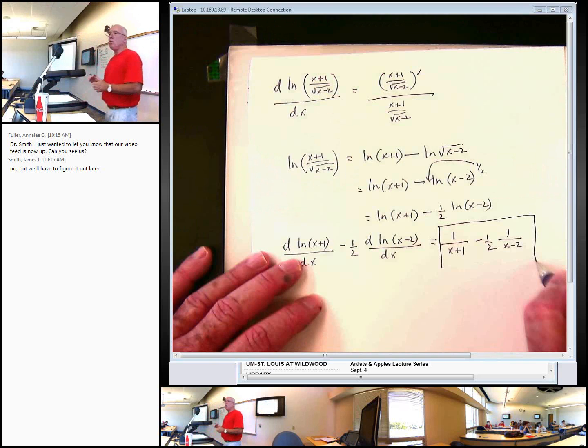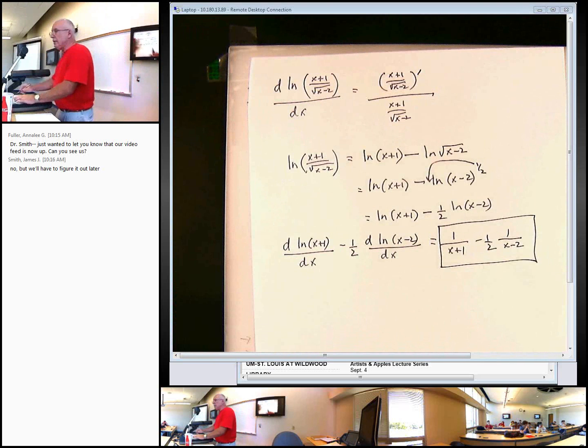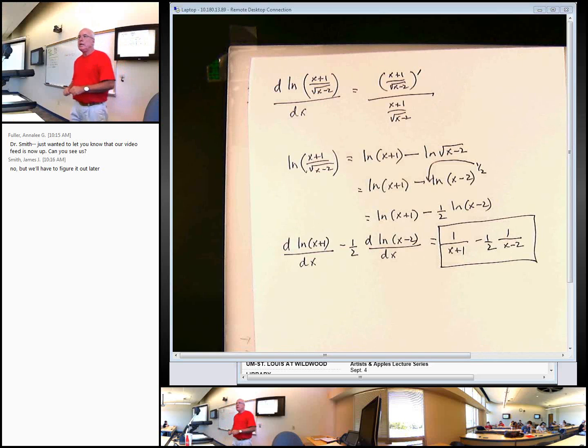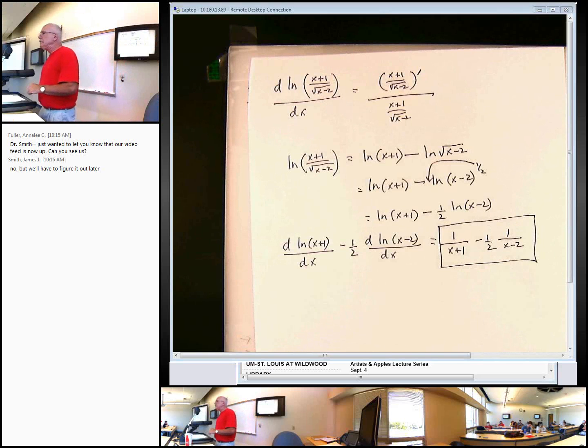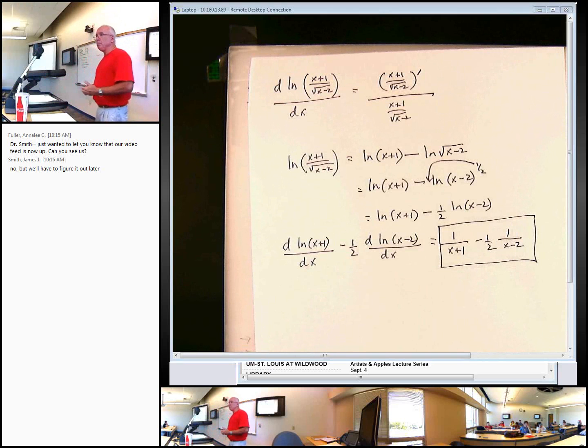Doesn't look too horrible after all. If we tried to work it the original way without doing any log properties, we'd end up with, it's just not pretty, okay? So let's not go there. Let's take advantage, if we can, of these log properties to make our function be a little bit nicer.